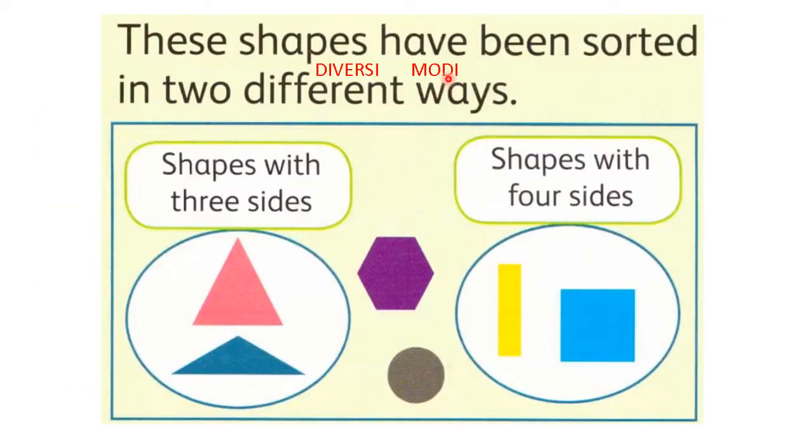These shapes have been sorted in two different ways. In this group we have shapes with three sides. In this group we have shapes with four sides. Here we have triangles with three sides. Here we have squares and rectangles with four sides. This is a hexagon. It has 1, 2, 3, 4, 5, 6 sides. And the circle has only one side. So they stay outside the groups, because they do not have three sides and they do not have four sides.